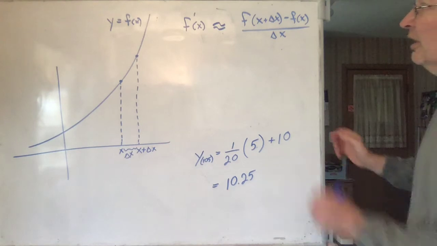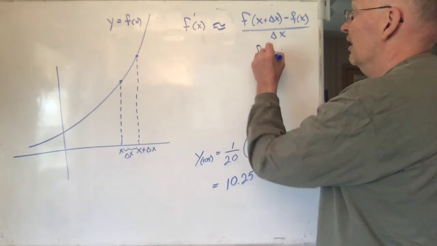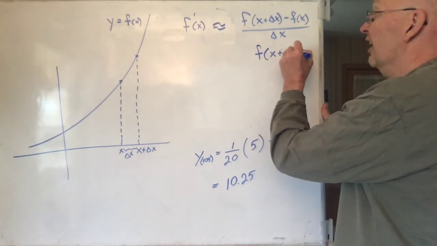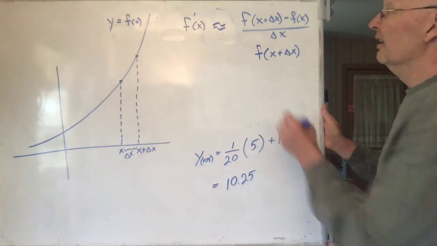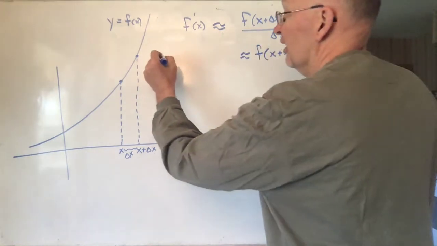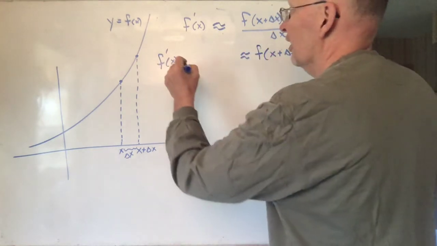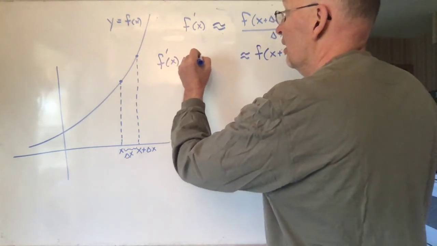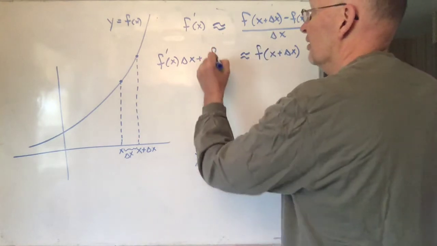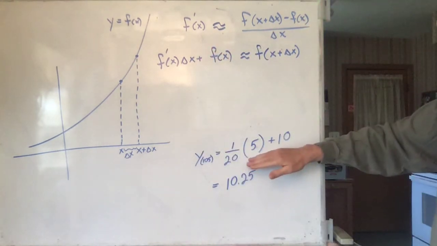So in other words, if you were to multiply through, you would get f of x plus delta x is approximately equal to, if you bring this over, f prime of x times delta x plus f of x. And notice that's exactly what we have here.